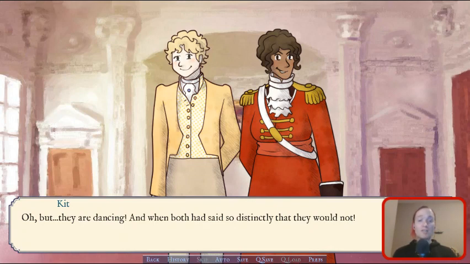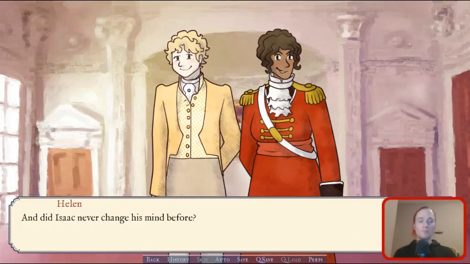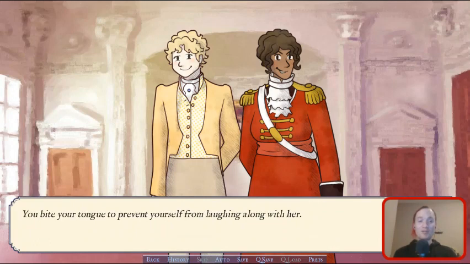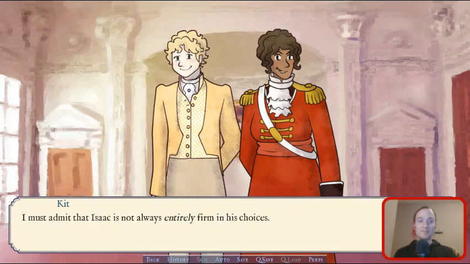And when both had said so distinctly, they would not. And did Isaac before? Constantly, I'm sure. I suppose. As for my sister, her conduct has been no more than I believed her equal to. The fairness of your friend was an open attraction. His firmness, you know, can only be understood. You bite your tongue to prevent yourself from laughing along with her. I must admit that Isaac is not always entirely firm in his choice.